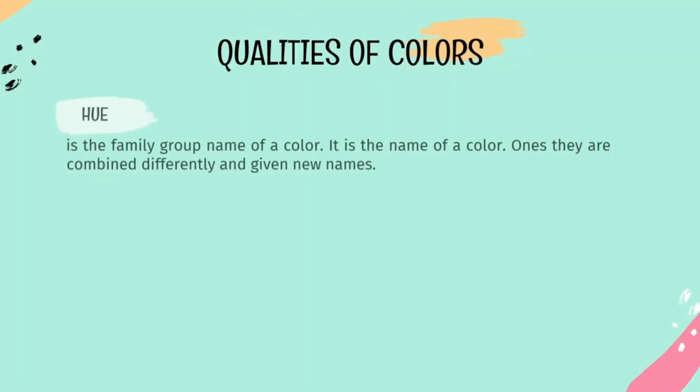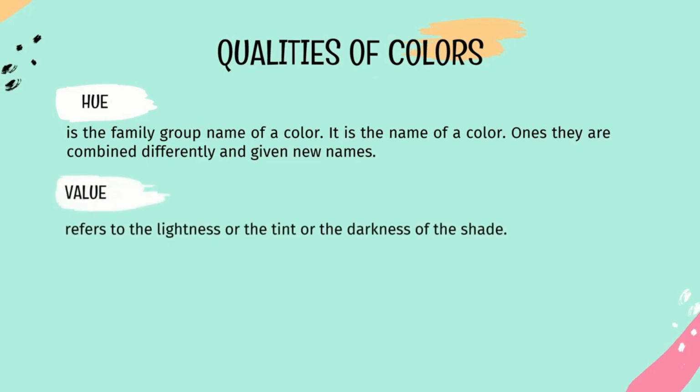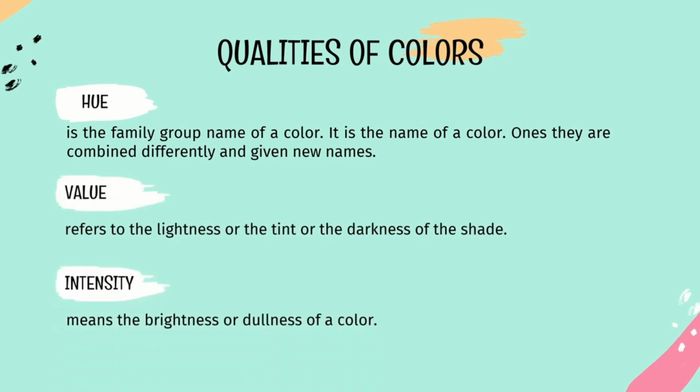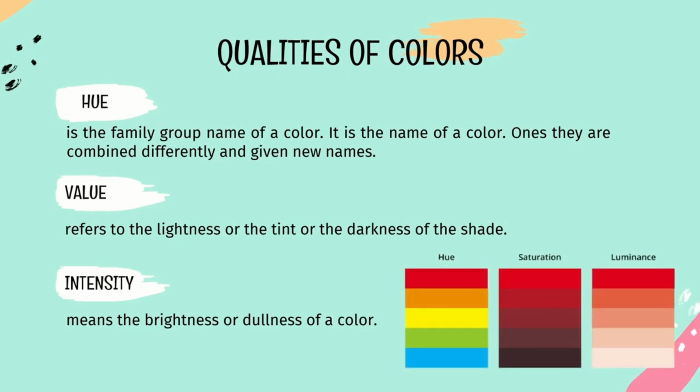Qualities of colors. First is hue. It is the family group name of a color. It is the name of a color once they are combined differently and given new names. Next is value. It refers to the lightness of the tint or the darkness of the shade. And last is intensity. It means the brightness or dullness of a color. We have the given example picture below. So it shows the hue, the saturation, and the luminance.